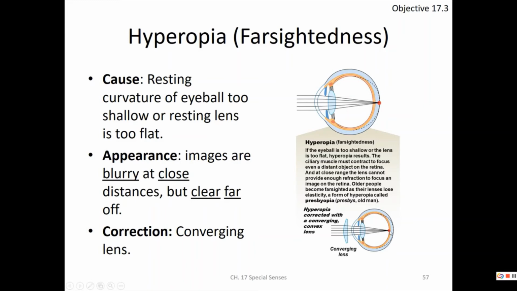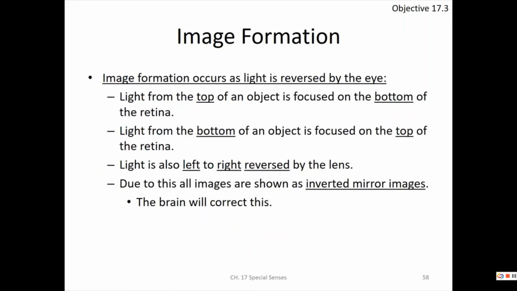All right. Now, image formation. I want to talk about this very briefly. It's not something we're going to spend a huge amount of time on, but light from the top of an object goes to the bottom of the retina. Light from the bottom of an object goes to the top of the retina. Light from the left of an object goes to the right of the retina, and light from the right of an object goes to the left of the retina. So everything that goes to your retina is an inverted mirror image. It's upside down and mirror flipped.